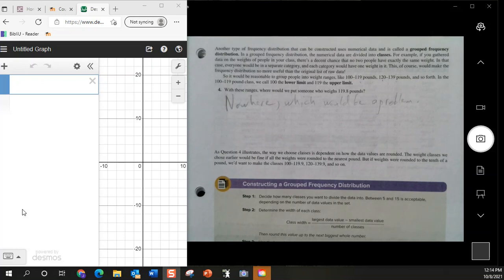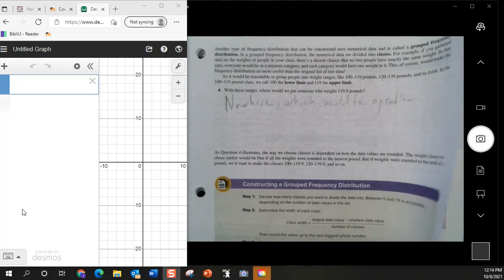Find the upper class limit for each class by subtracting 1 from each lower class limit. And finally, step 6, tally up the number of data values in each class, then put the frequencies next to each class in a table. All right.